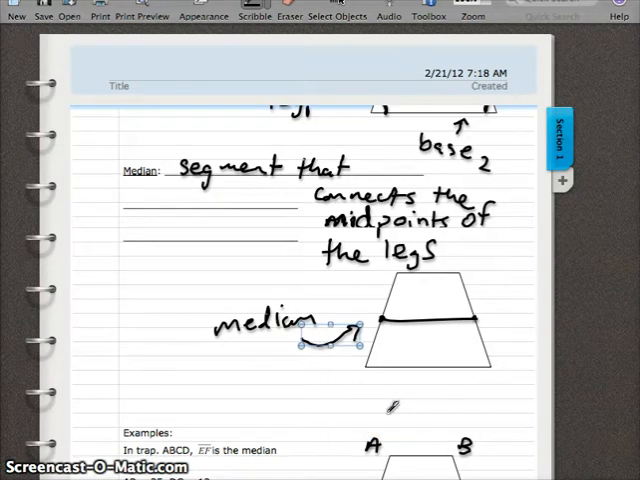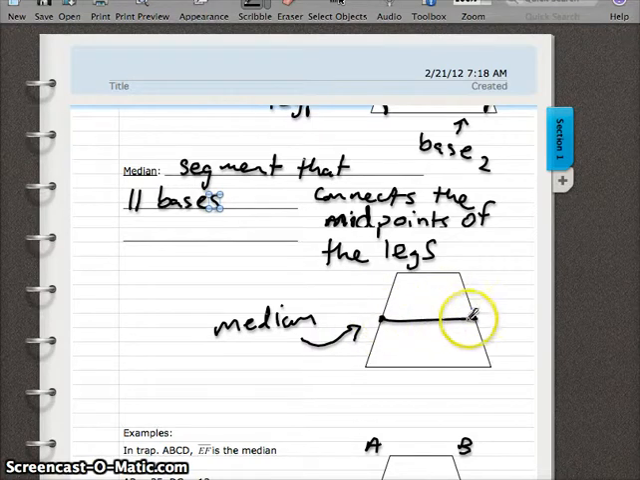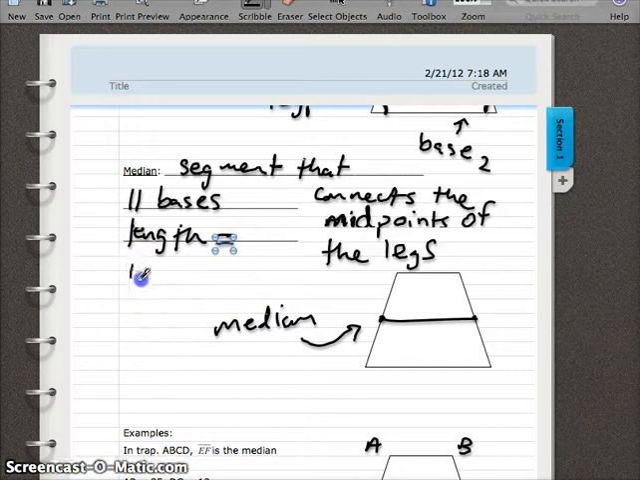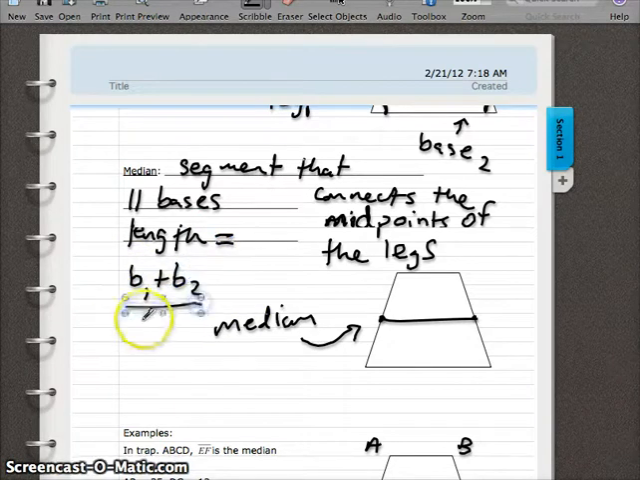Alright, now here comes the math part. The median is always parallel to the bases. That's kind of obvious, so it doesn't do anything crazy like go diagonal. It's always parallel to the bases right here. And the length of the median is equal to this equation here: the sum of the bases. So if we add our base lengths together and divide by 2, then we get the length of the median.